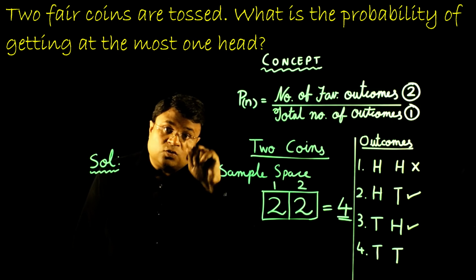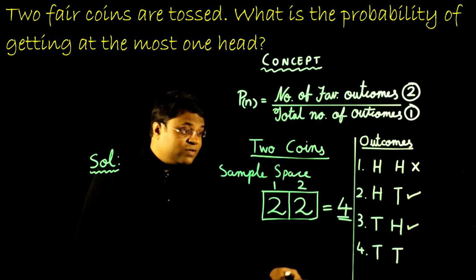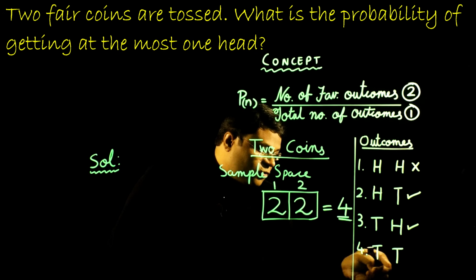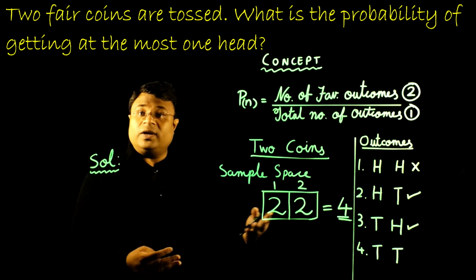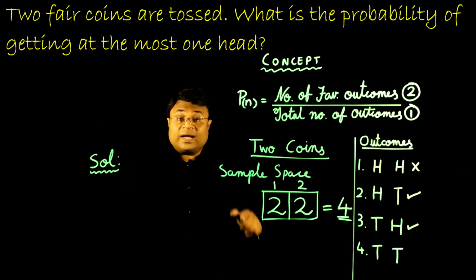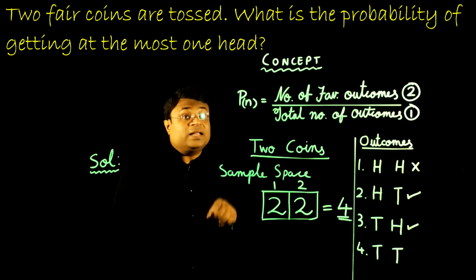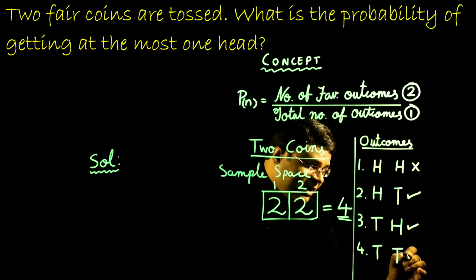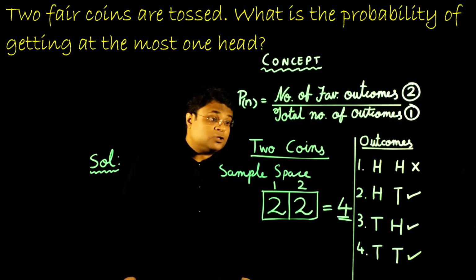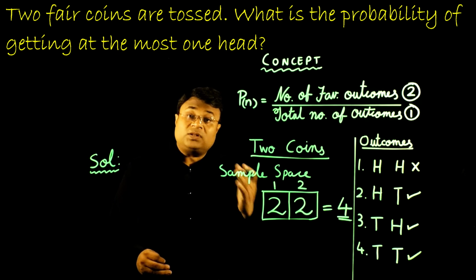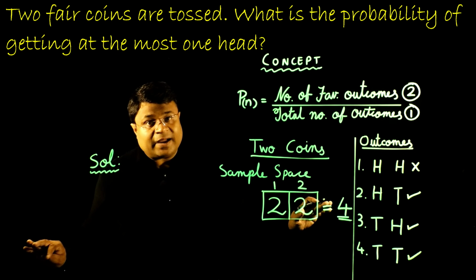Now is the point where students will make mistakes. They will look for heads in the 4th option. They will say, okay, in this option we don't have heads, so let us rule it out. No, the condition says at the most. That means you don't want more heads, and here we don't have any. You didn't ask for any, we didn't give any. So that means if you get both tails, it's perfectly alright.